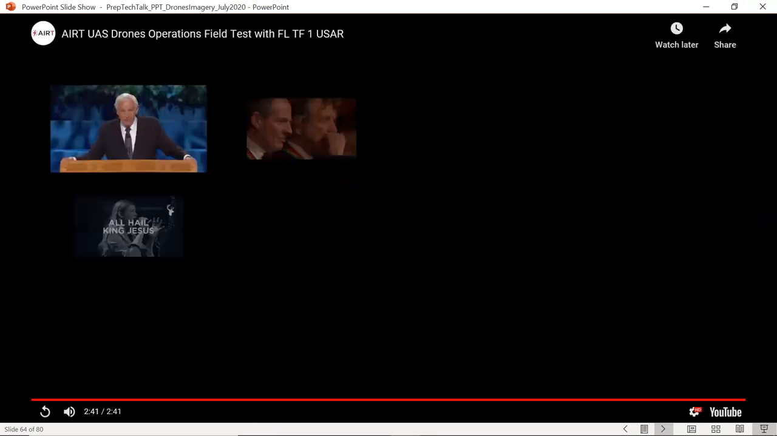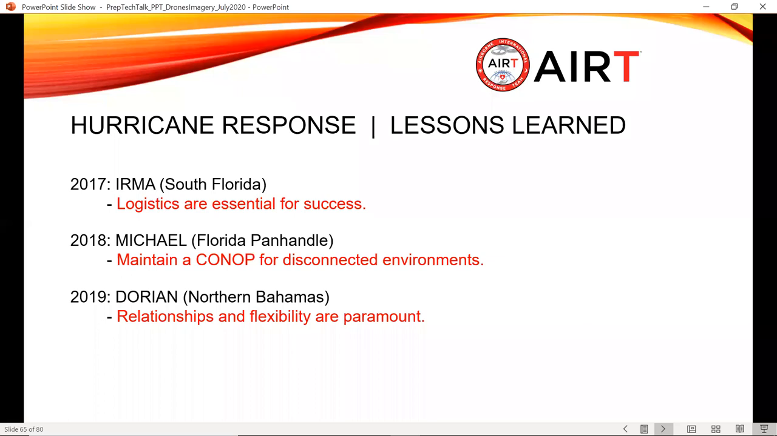Alright, so that tells the story and how we innovated on the fly using these systems. We've learned certain lessons throughout the last several hurricanes we've responded to. In 2017 with Irma, we learned that logistics are really essential for success. If you don't have a plan as far as how you're going to pre-position the teams, what supplies you're going to use, how you're going to recharge batteries, et cetera, your mission is going to fail.